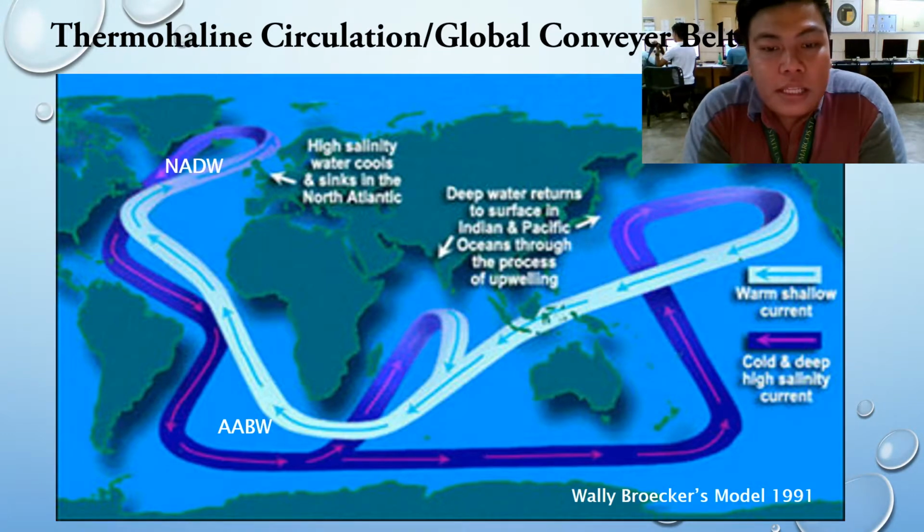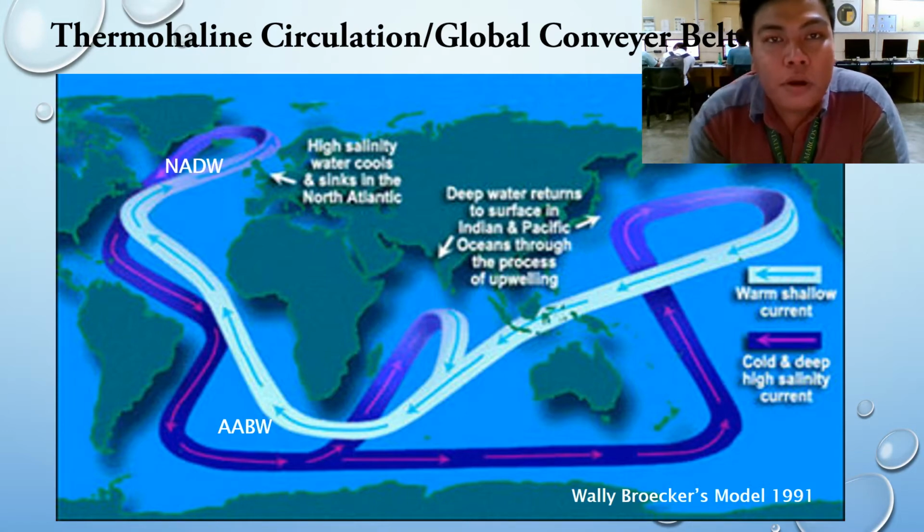Now, in this image, we can see that there are two major sites for deep water formation. Take a look at the NADW on this image and the AABW. Now, NADW is the North Atlantic Deep Water, while the AABW is the Antarctic Bottom Water.